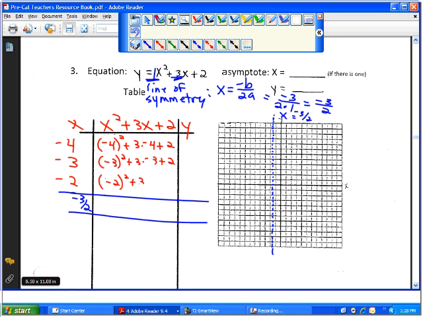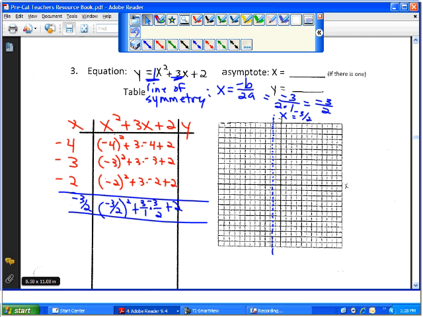Negative 2 in parentheses squared plus 3 times negative 2 plus 2. My vertex: negative 3/2 squared plus 3 times negative 3/2 plus 2. Now, we're not doing any of the other bottom points. We're going to reflect those bottom points. We're not going to calculate them. We're going to reflect them.